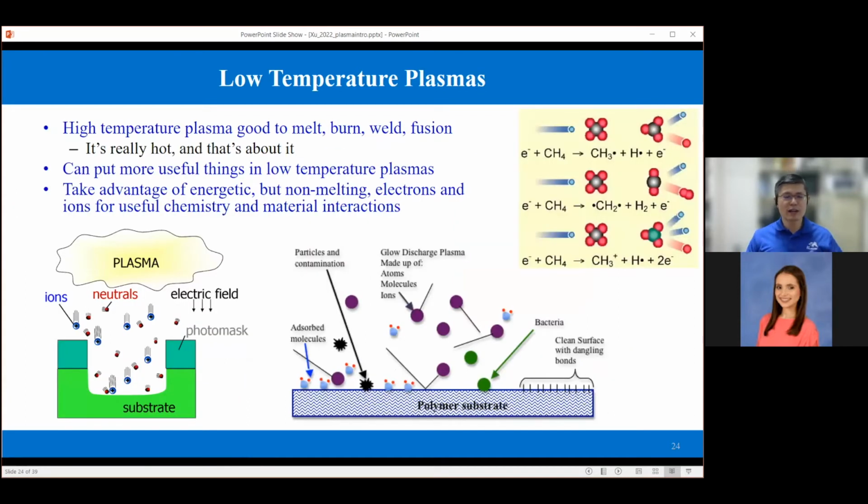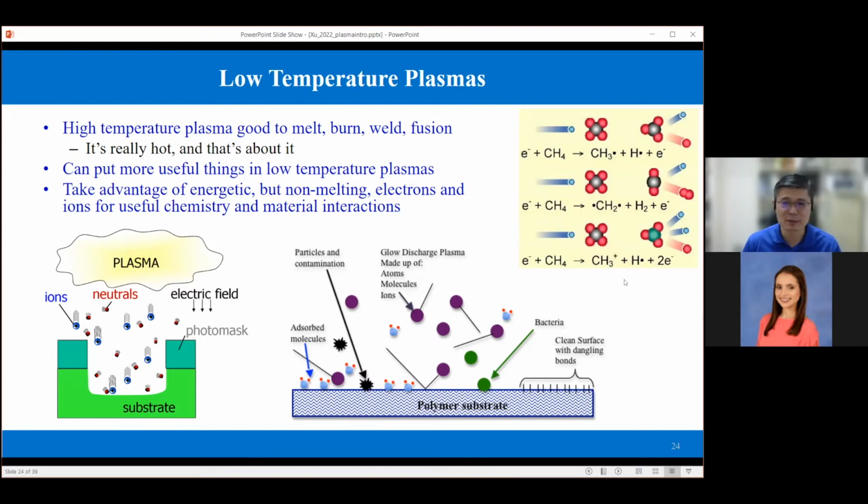High temperature plasmas are good to melt things, burn things, weld things, or for fusion. It's really hot, and that's about what you use it for. But that means you can't put your hand in a high temperature plasma. You can't put plastics or your cell phone into it because it would just melt. For low temperature plasmas, we can use them for more applications and apply them to more things.